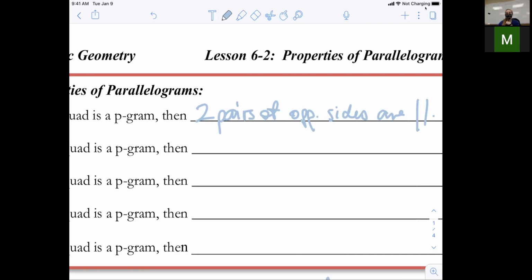I'm going to keep writing. What you can do is just listen to me. So what did you have on the first line? Did you guys get what I said on the first line? 2 pairs of opposite sides are parallel. The second line I'm going to write is opposite sides are congruent. I'm writing OPP sides congruent, mark.